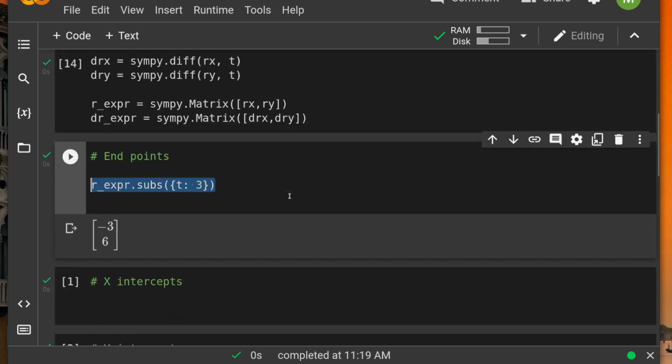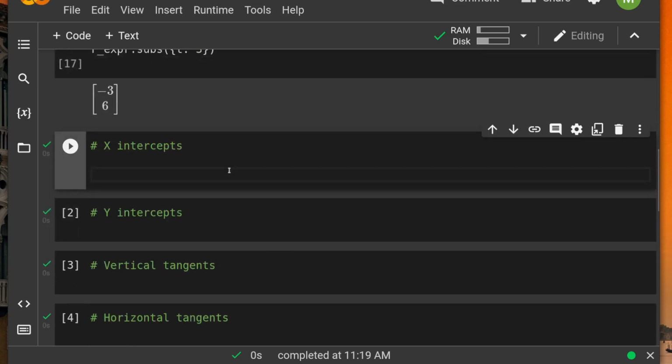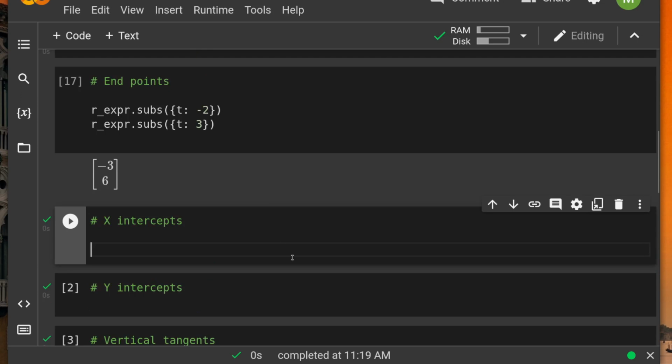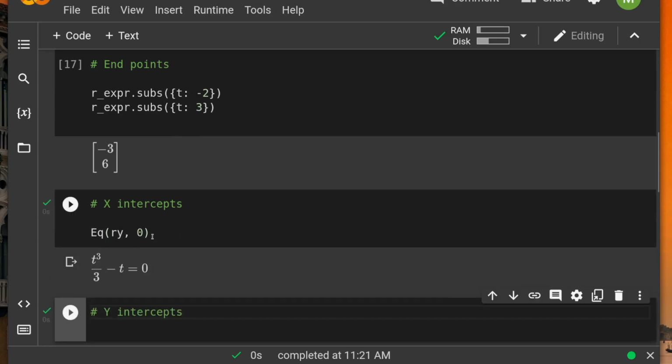Okay. So our endpoints, we've computed them: -2 and 3. So now let's work out the x-intercepts. We need to solve an equation, and for the x-intercepts, that is where the y-coordinate is equal to 0. So we need to solve the equation where the y-coordinate of our vector function is equal to 0.